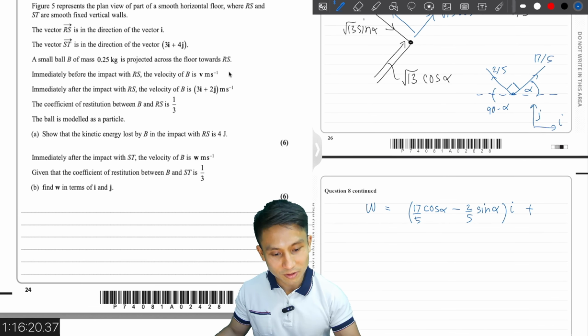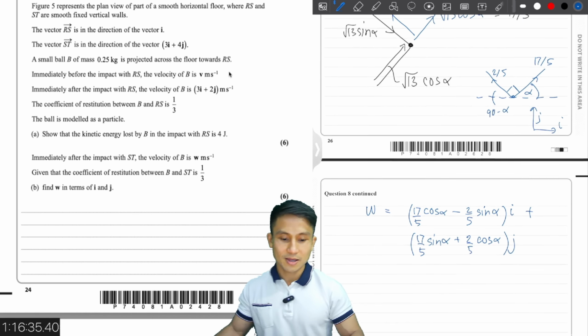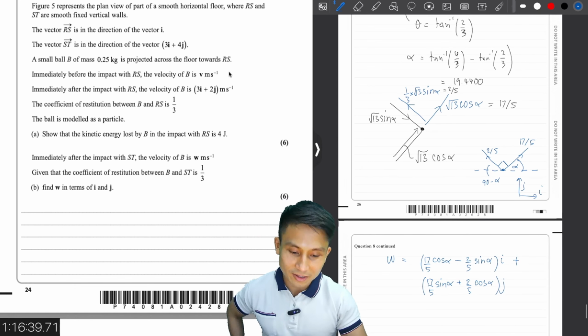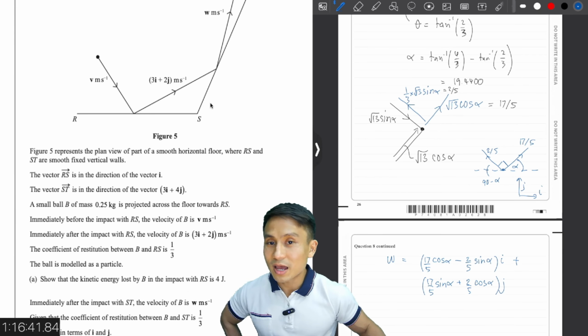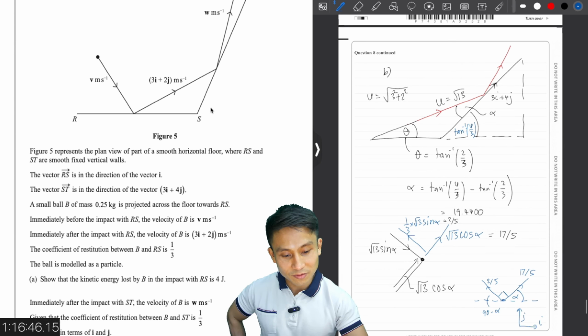Plus, I'm just going to write down here for the J. So it's just the opposite. So it's 7/5 sine alpha plus 2/5, because they both go upwards, cos alpha instead, and this is J. Now I was wondering if I do cos alpha and, alpha, right?